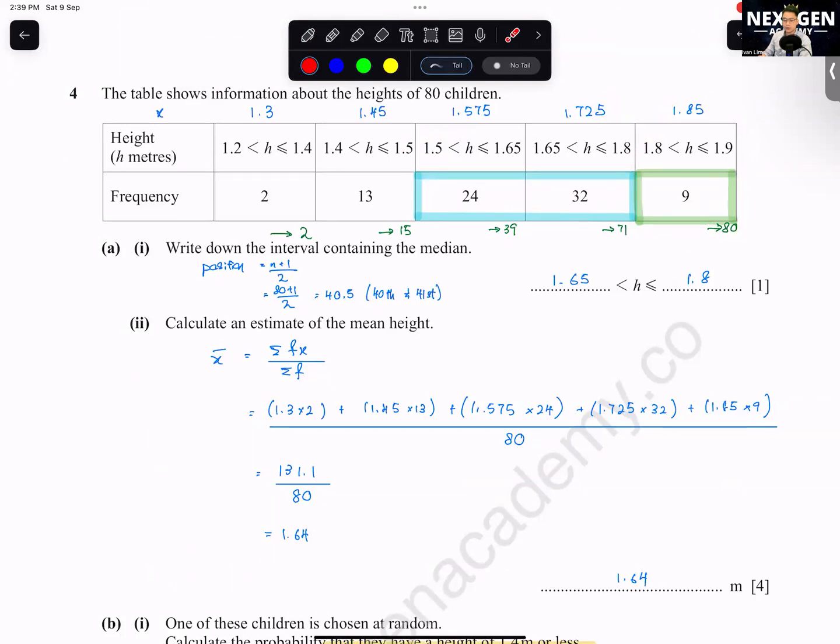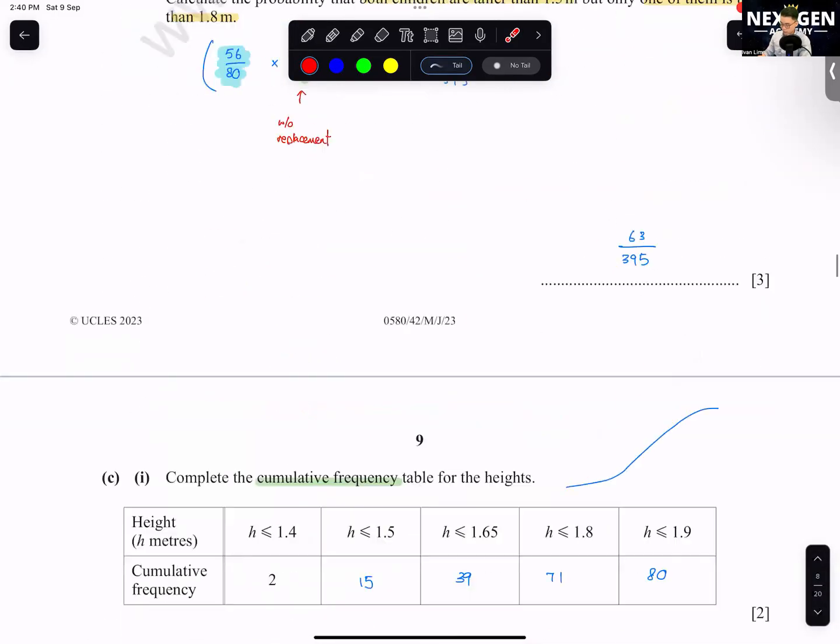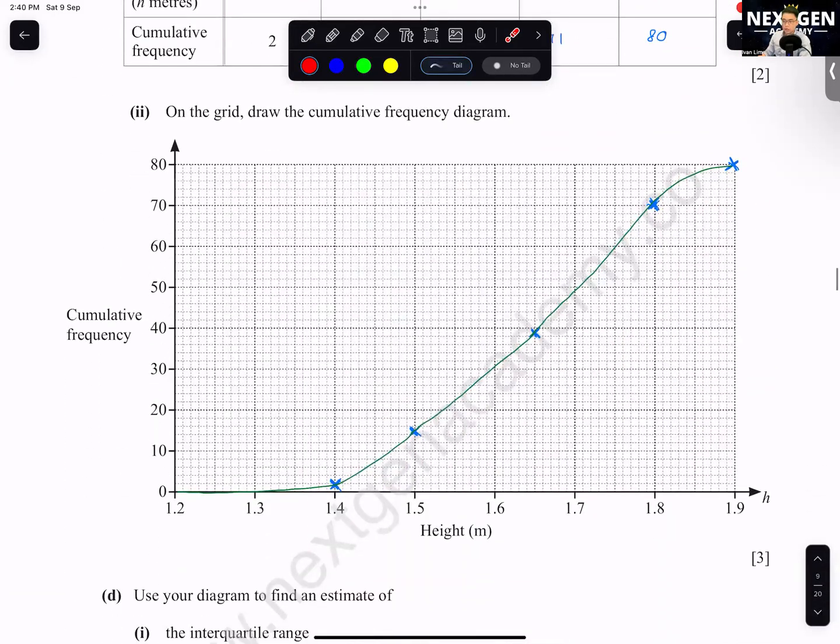Understand or not? If I consider this 9, 24 plus 32 plus 9, then that means the first person also might be from here. Then that means I might have 2 persons from this group, which I don't want. This one you put dot also is okay.